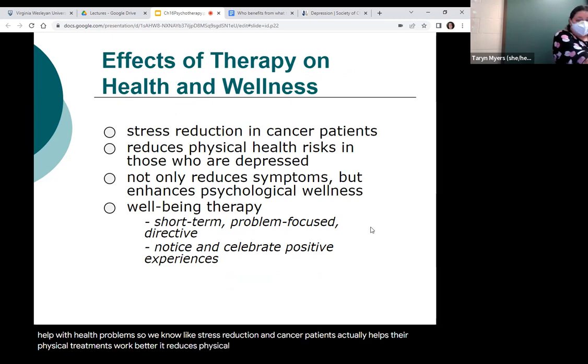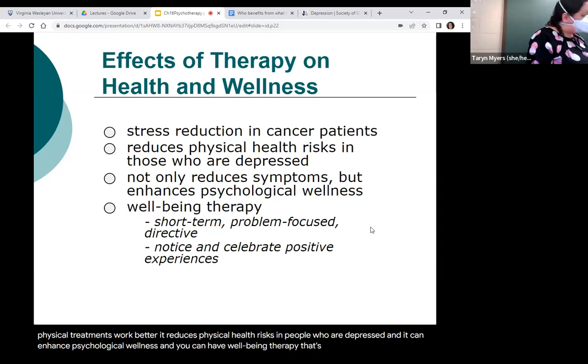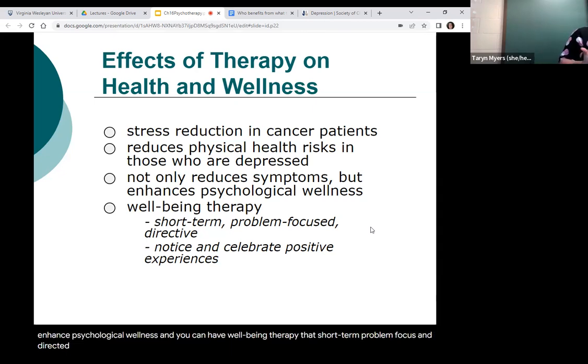It reduces physical health risks in people who are depressed, and it can enhance psychological wellness. And you can have well-being therapy that's short-term, focused, and directive, and it focuses on positive experiences. And more therapies are starting to do this.